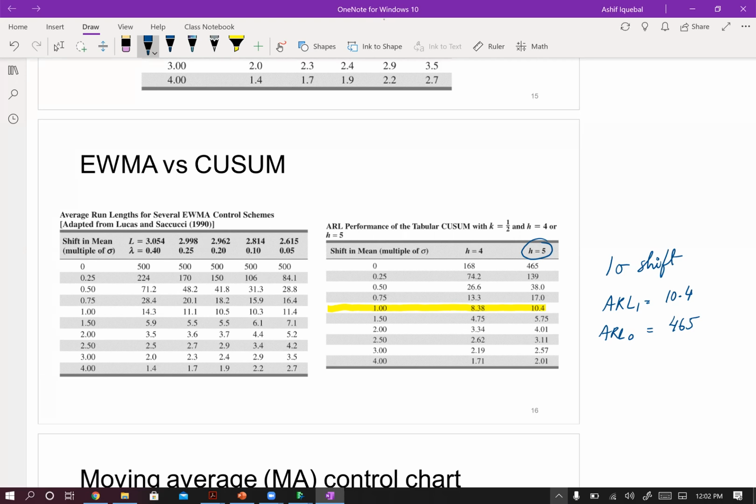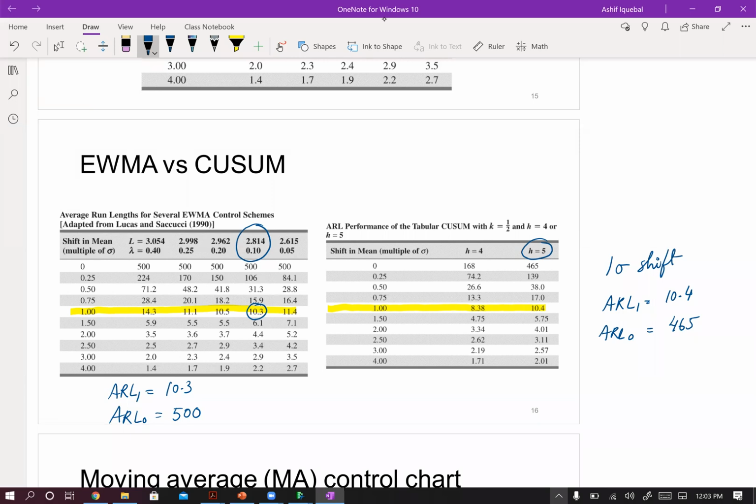Now, if you go to the EWMA chart, again go to the 1 sigma shift and go to the column which is second to the last. You will get L equals 2.814 and lambda equals 0.1. In this case, ARL1 is 10.3 and ARL0 is 500. So you can see that if H equals 5 in CUSUM and if L equals 2.814 and lambda equals 0.1 in EWMA, then CUSUM and EWMA will perform very closely.